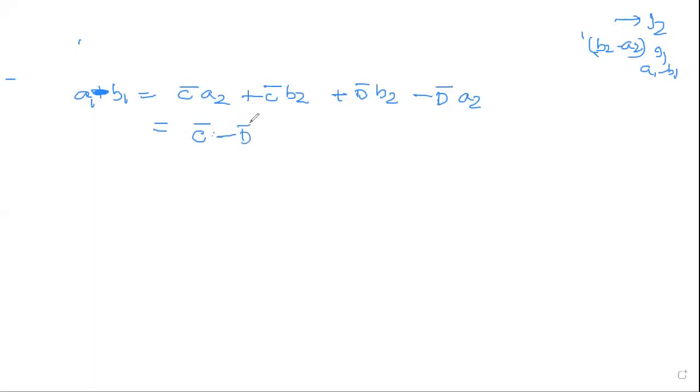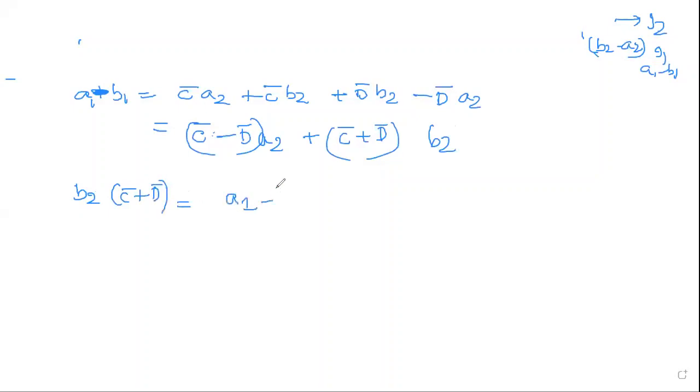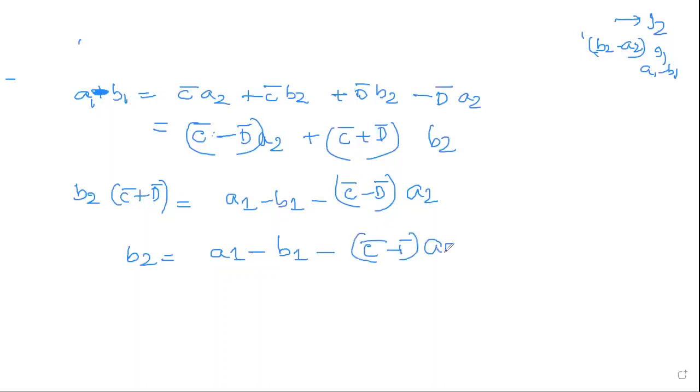Now C bar minus D bar will be A2 plus C bar plus D bar will be B2. Now we have to write the equation in terms of B2. So C bar plus D bar will remain. Bring the rest of the terms: A1 minus B1 minus C bar minus D bar into A2. So your B2 equation will be A1 minus B1 minus C bar minus D bar into A2. Divide the whole equation by C bar plus D bar. Take this equation as 17.